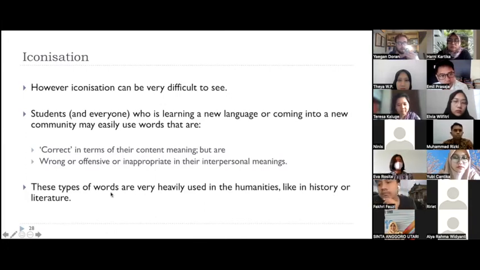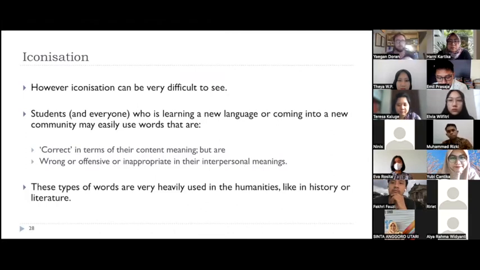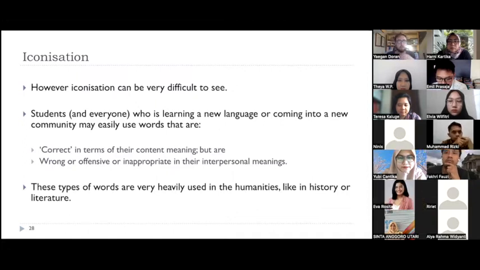The difficult thing for students learning academic discourse is these words are very heavily used in the humanities, like in history or in literature. How you describe, not being from Indonesia, I obviously don't understand Indonesian history nearly as well as all of you, but I'm going to guess that how you describe the last 60 or 70 years of Indonesian politics, in terms of how you describe, say, Sukarno's presidency and Suharto's presidency, will say a lot about what you think of those times and what your political positioning is.